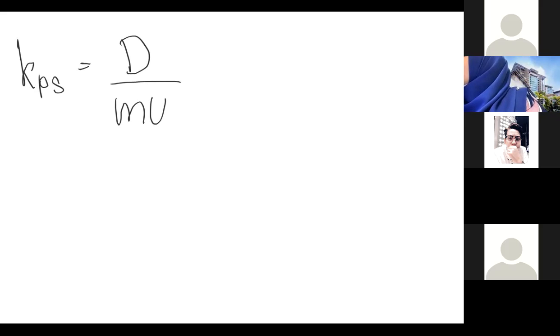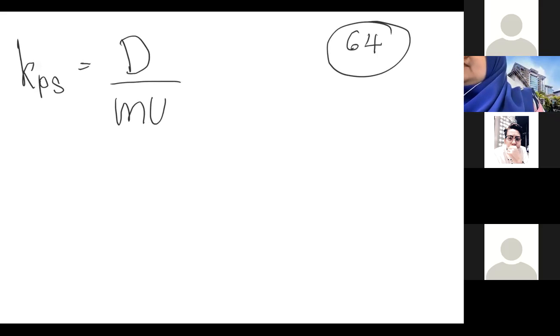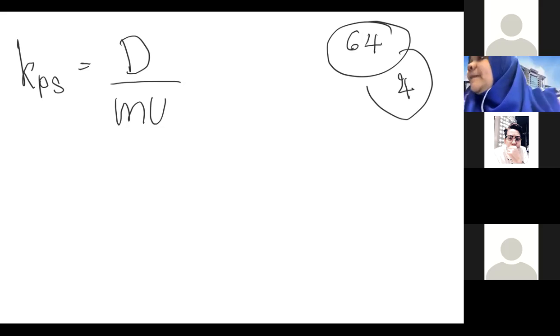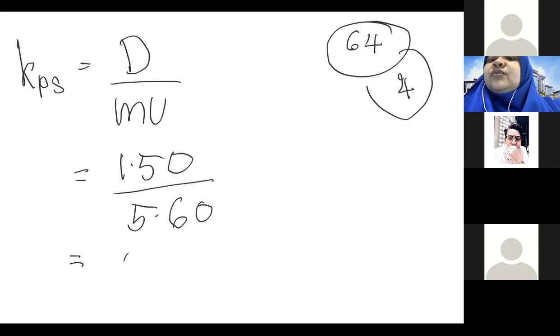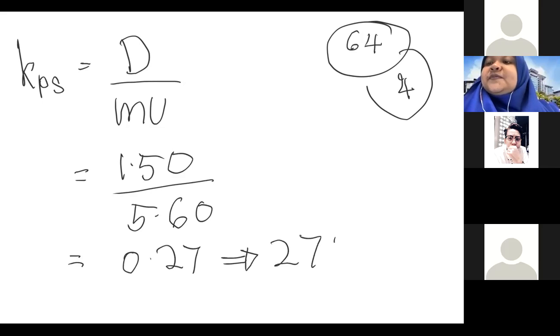Okay, so you can look at page 64, example 4. BP Amoco pays a fixed dividend of 1.5 ringgit per share every year. If the preferred share has a current market value of 5.6 ringgit per share, what is the cost of preferred share? So the dividend is 1.5. The market value is 5.6. So straight away divide the figures. The answer is 0.27. You can convert this into percentage. So the answer is 27%.